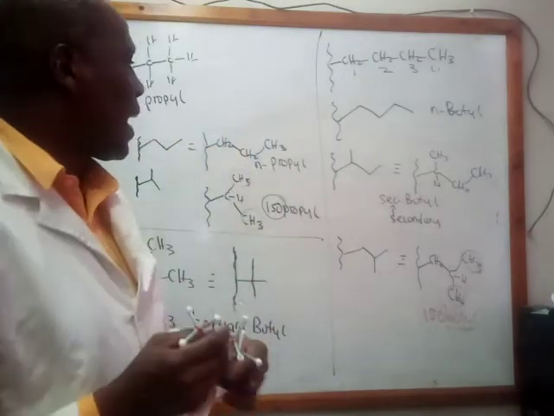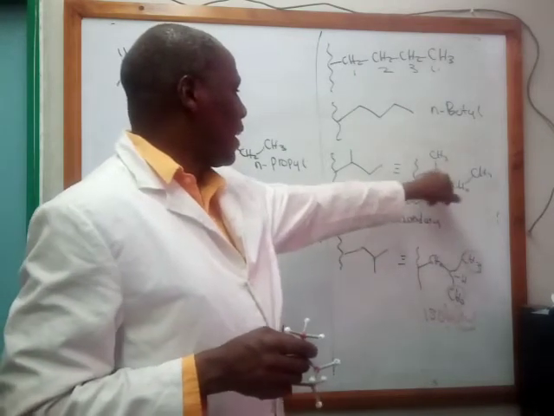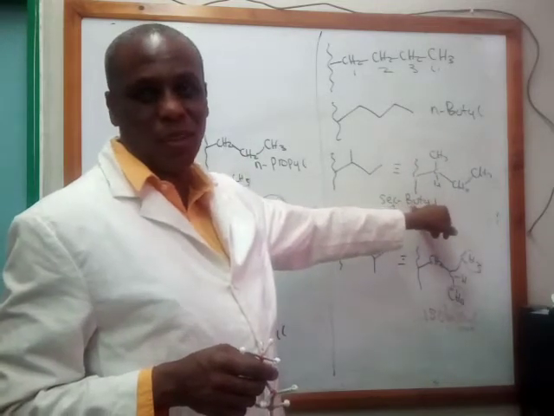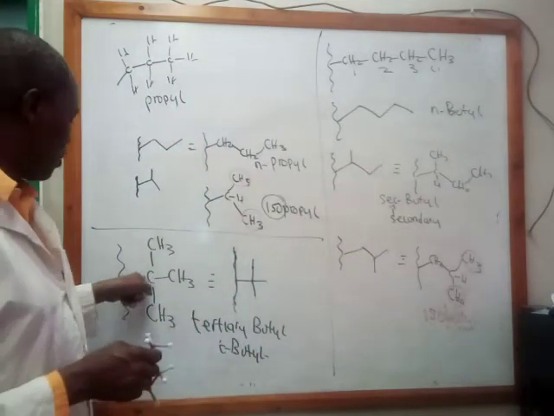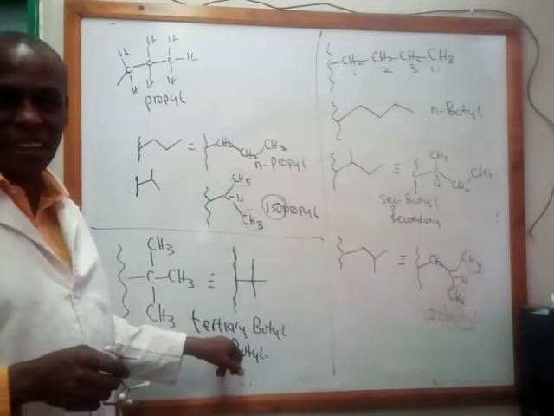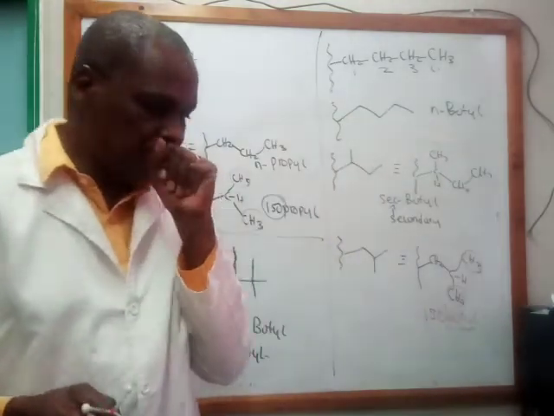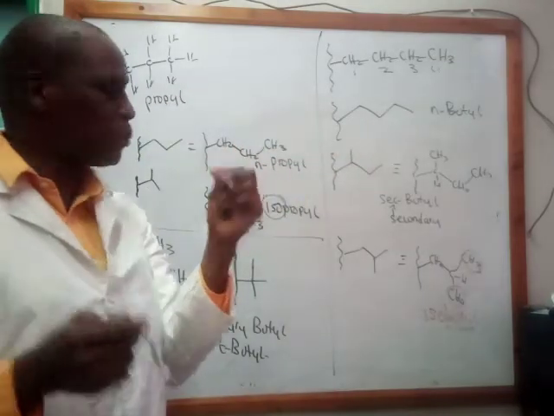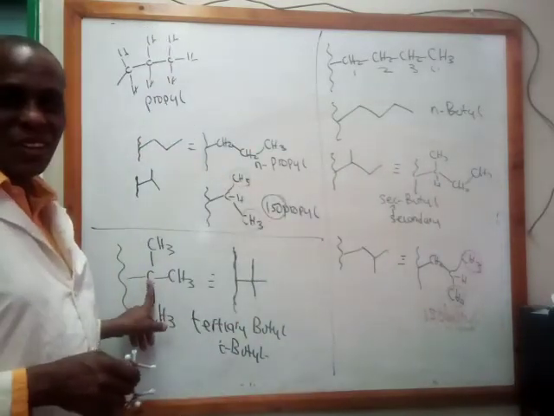If you're going to have a carbon atom with one hydrogen atom, where it's going to be joined to the parent chain, it's going to be called a secondary carbon. If the carbon atom joined to the parent chain does not have any hydrogen, it will be called tertiary. So there are three words which I want you to remember. Primary carbon atom if it has two hydrogen atoms, secondary if it has one hydrogen atom, and tertiary if it has no hydrogen atoms.